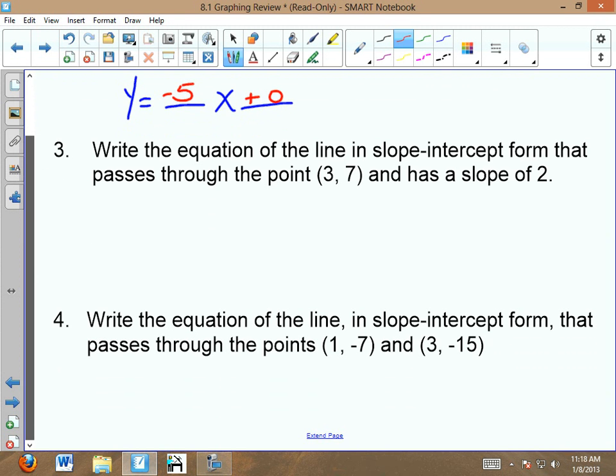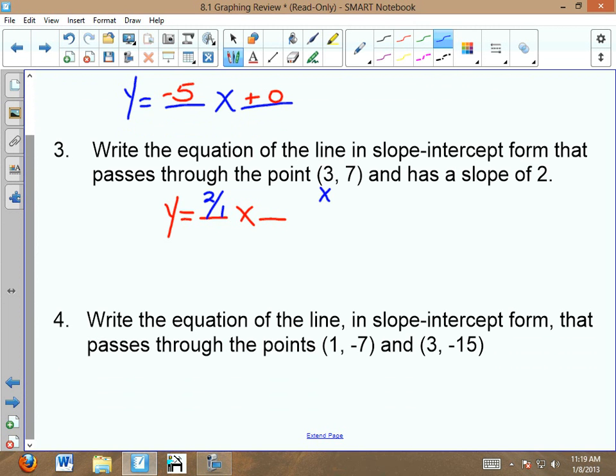Okay, number 3. Again, this is just a quick review, so we're not spending much time on this. Blank x blank. The only time I don't write y equals blank x blank is if it says your x-intercept. Then I would just write x equals. What's my slope? What's my slope, kids? 2. 2 or 2 over 1. Very good. That goes in the first blank.